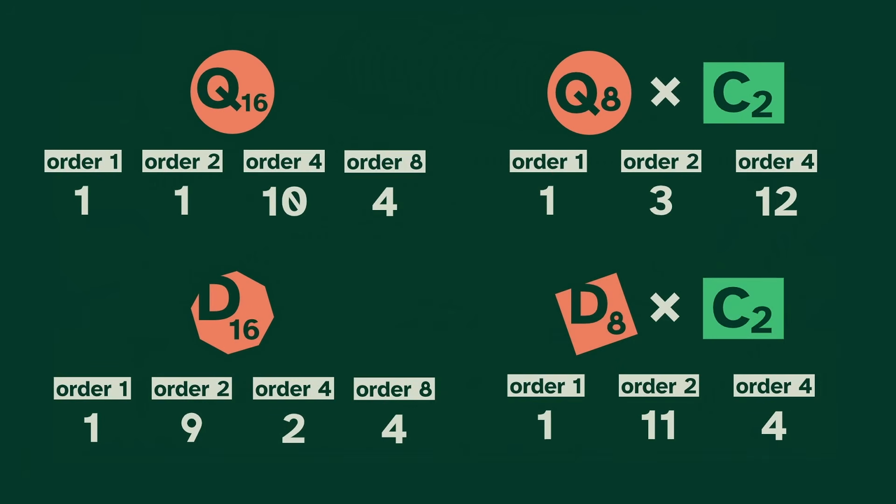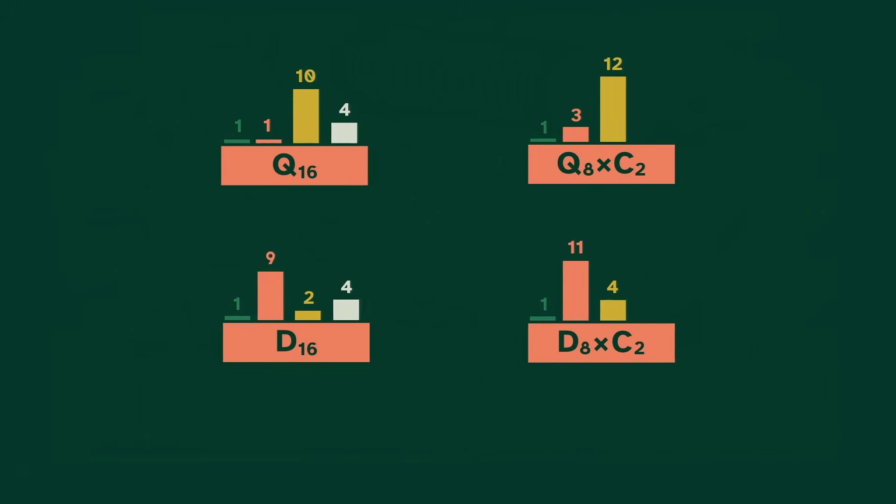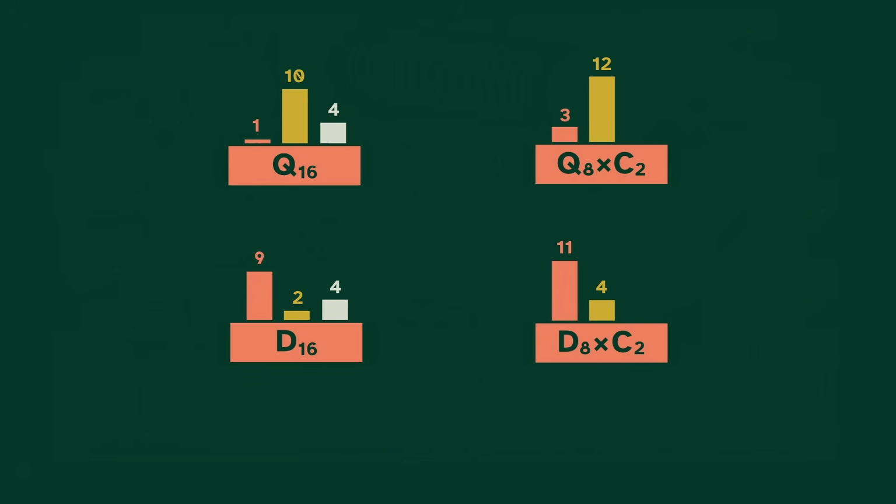Here are the totals for the other groups. Let's turn them into bar charts so it's easier to compare. They're all different. This also makes it clear that the quaternions are heavy on order 4, while the dihedral are more order 2. And we can get rid of the 1 bars since they're redundant. Every group has just a single Einheit!